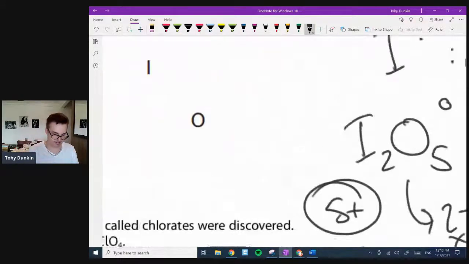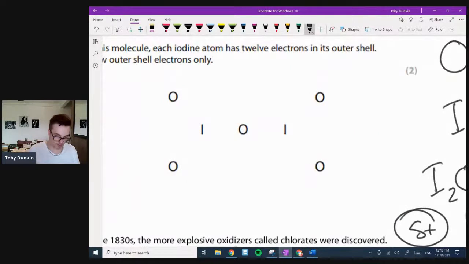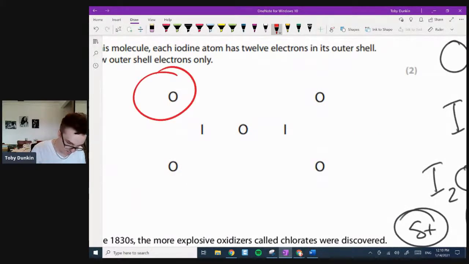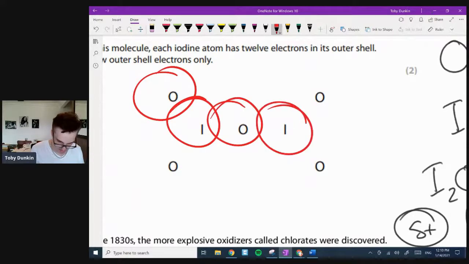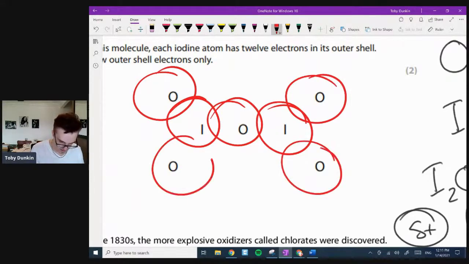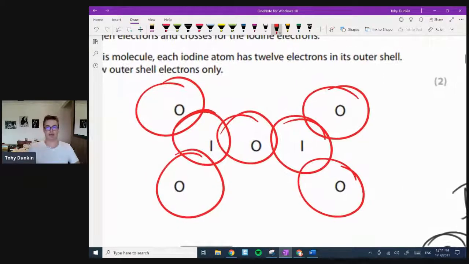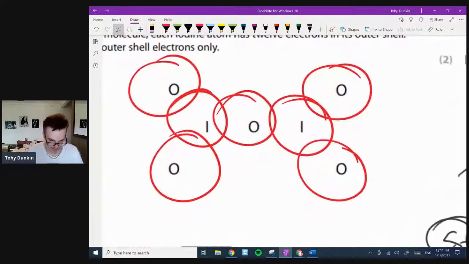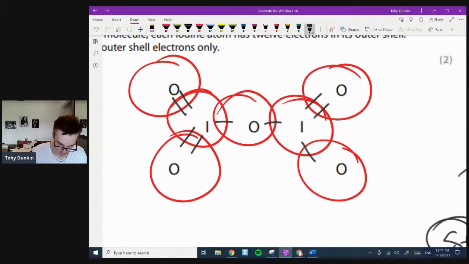5 bonds! Right. So how is this possible? Let's link them all together. Atom, atom, atom, atom, atom, atom, atom. Each iodine is making 5 bonds. How could we get 5 bonds out of this? Right, so 5 bonds. 1, 2, 3, 4, 5. That seems reasonable. Would you agree? Each oxygen is making 2, and each iodine is making 5.